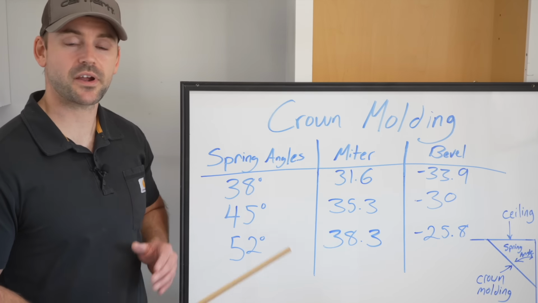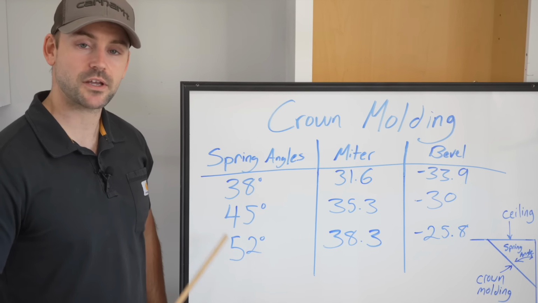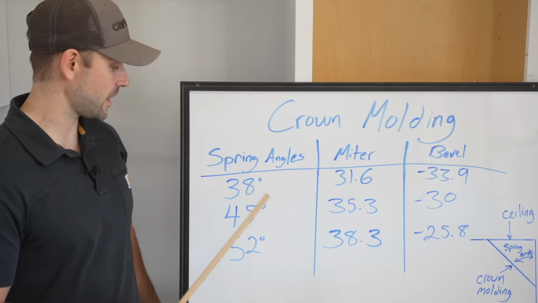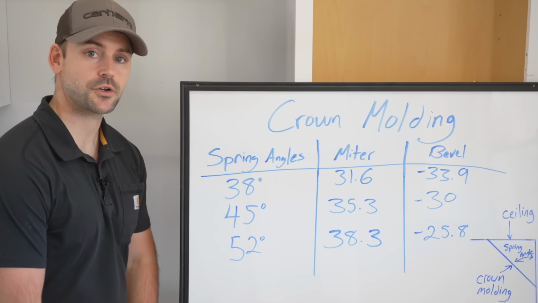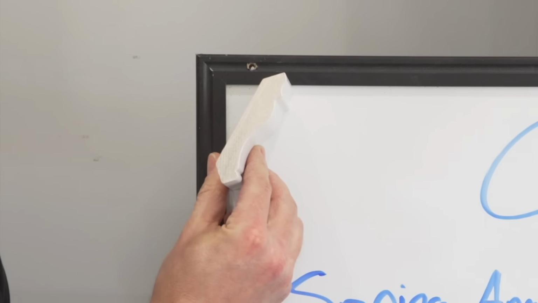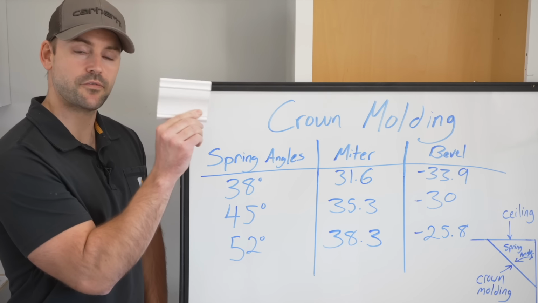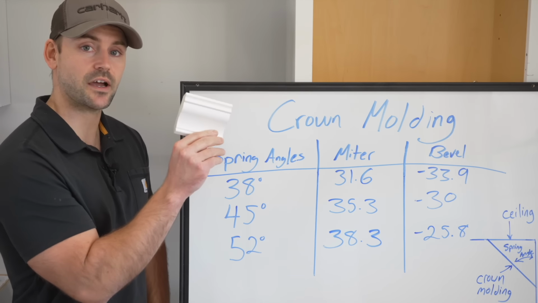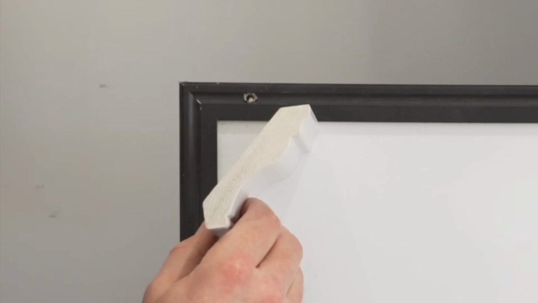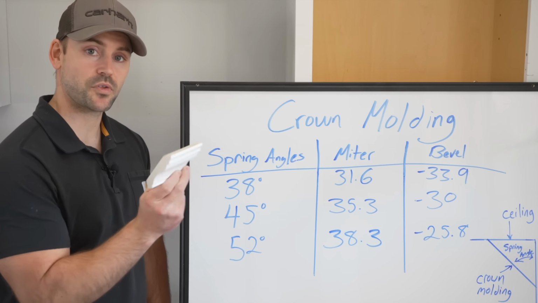Now that you know what the spring angle is and how it's calculated, I'm going to go over the three very common types of spring angles that crown molding comes in. The first one we've got is a 38-degree angle, and as I mentioned earlier, the 38-degree is going to be more of an angle like so. When it's sitting like this up against the wall, you're going to see more of the face of the crown. So a lower ceiling height is going to need a more flat face like that. And the higher the ceiling height, the more you're going to want it pitched down like this, so that way you can see more of the design.